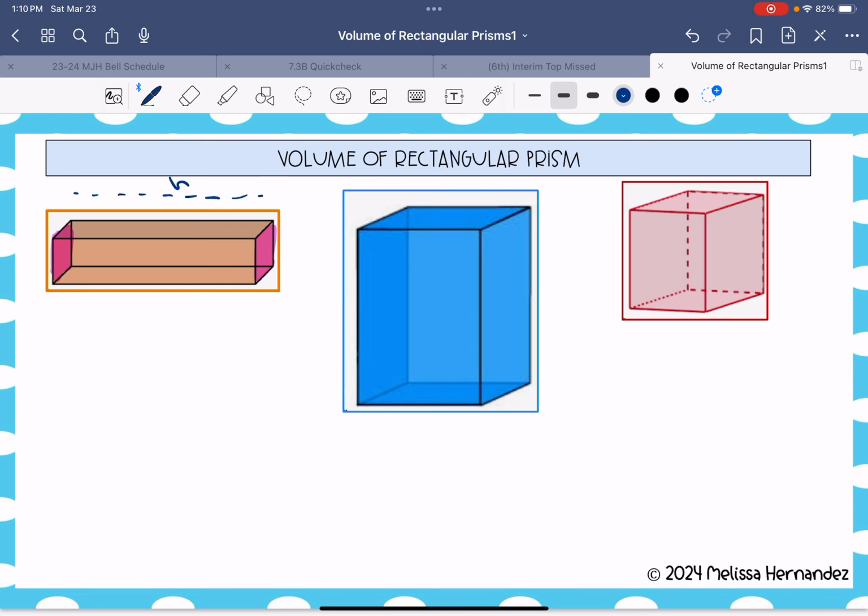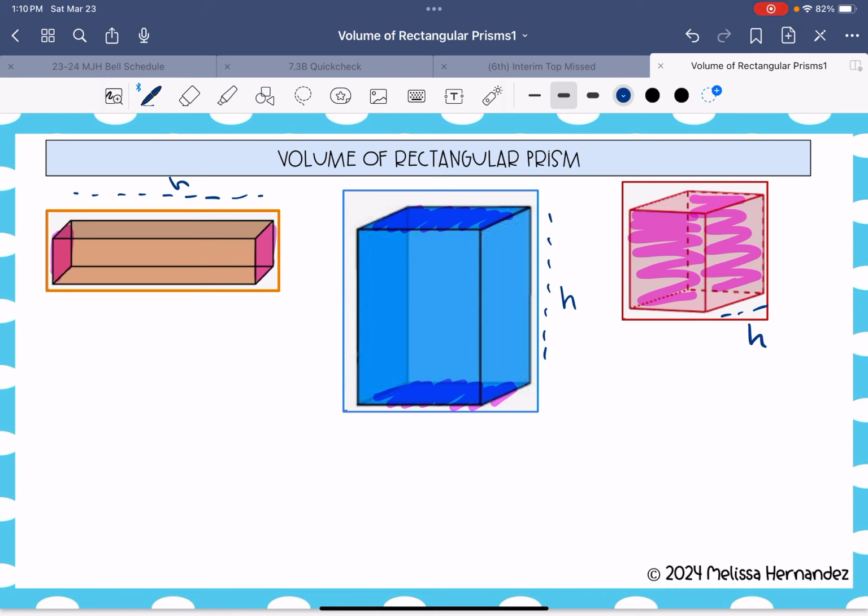The distance between the bases is known as height. On the second one, I'm going to pick the top as my base, so the bottom will be the other base. The distance between my bases will be height. The last one, I'm going to pick the front and the back. So that means here's my height.